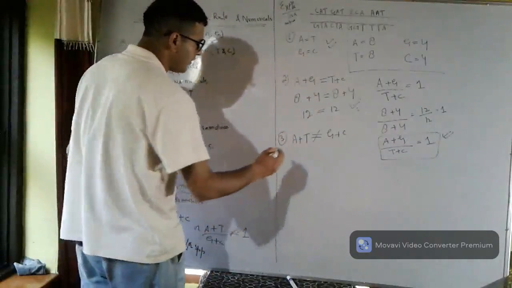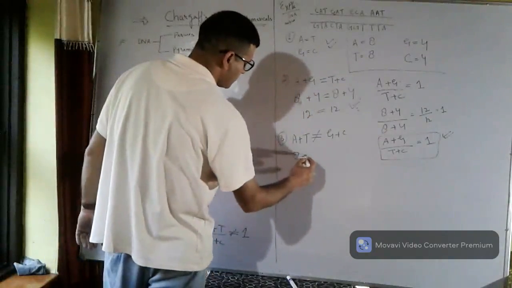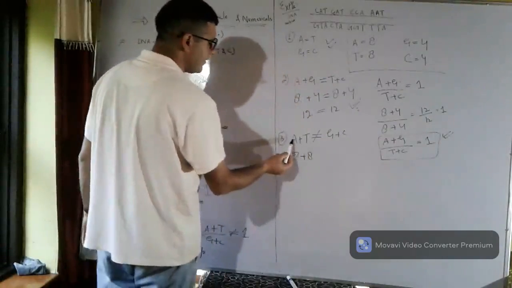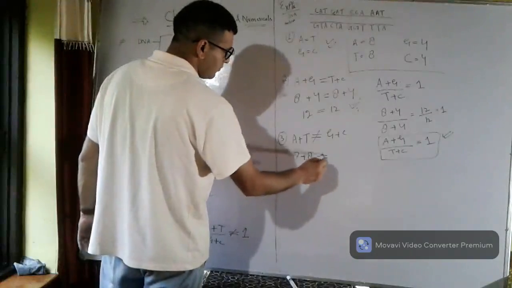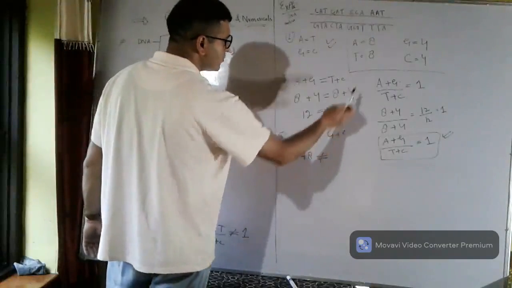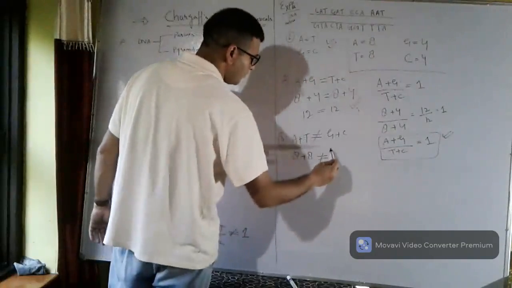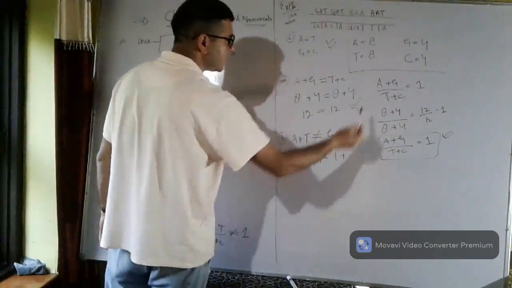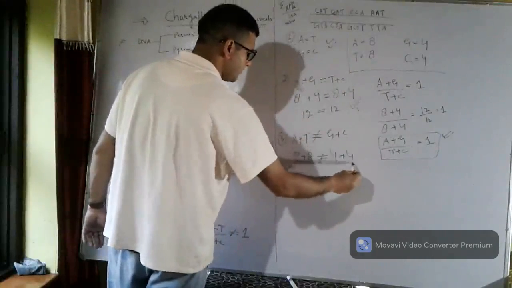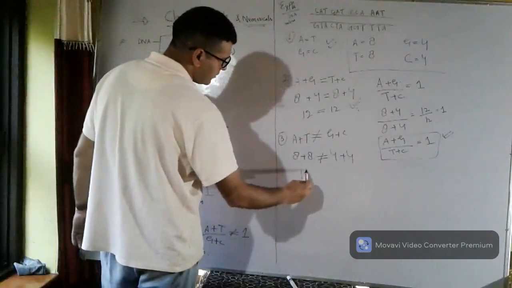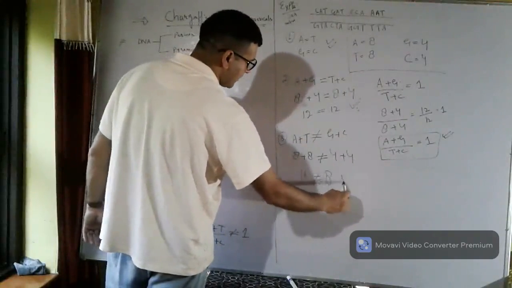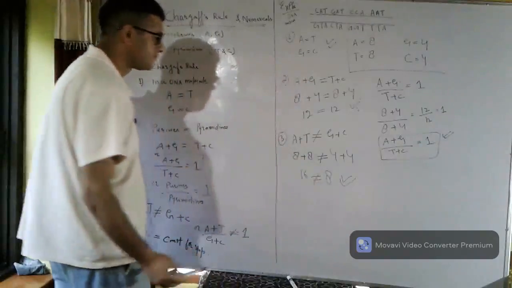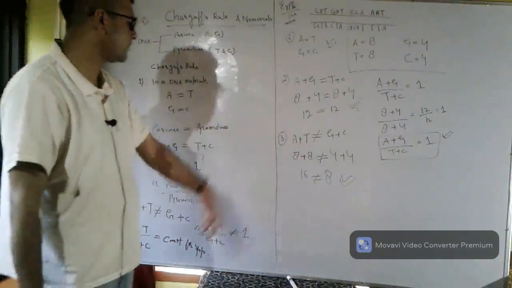How many adenine are there? 8 plus 8. We have 8 adenine molecules. We have 8 thymine molecules. We have how many guanine molecules? Guanine molecules are 4. We have 4 guanine molecules plus how many cytosine molecules? 4. That means 16 is not equal to 8. So rule number third is explained.